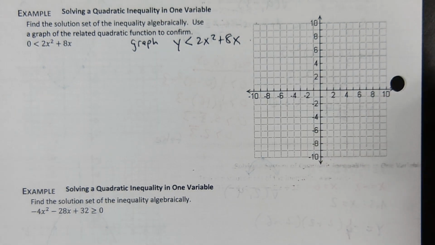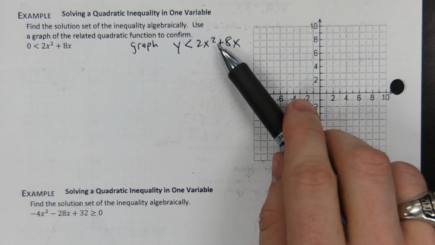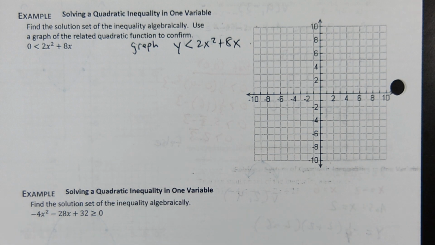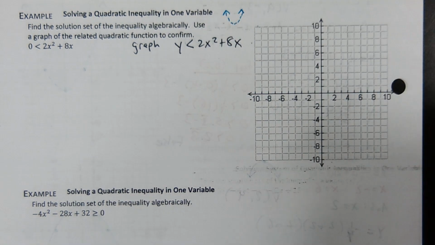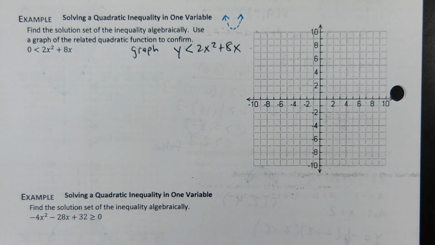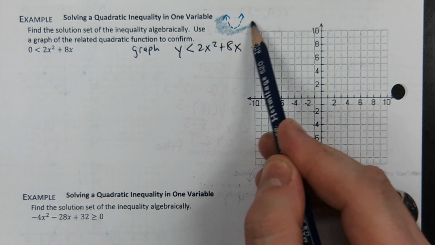Let's graph this. First of all, upwards or downwards facing quadratic? Upwards. Solid or dotted? Dotted. And since it says less than, am I shading above or below? Below. So we're going to be looking for something like this setup. Okay?